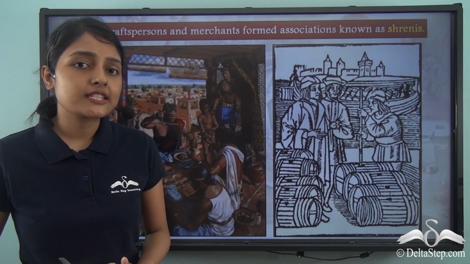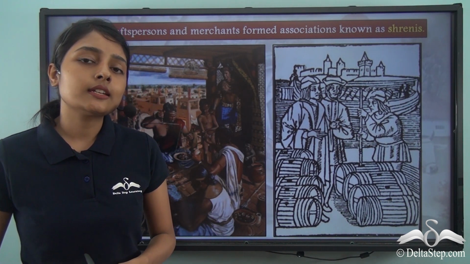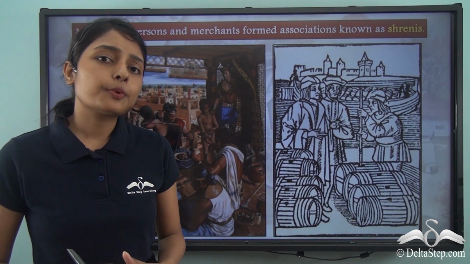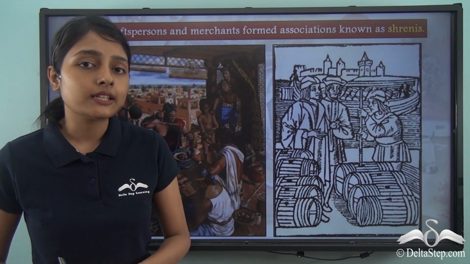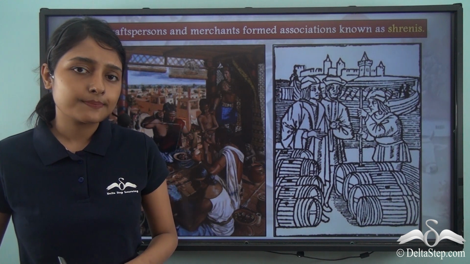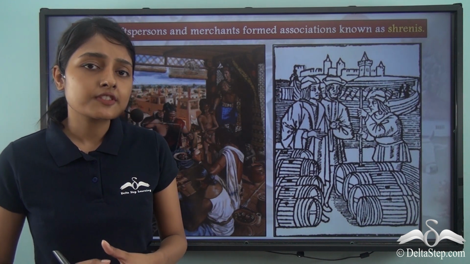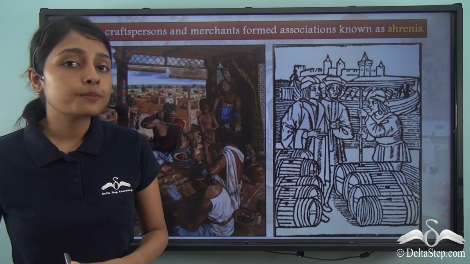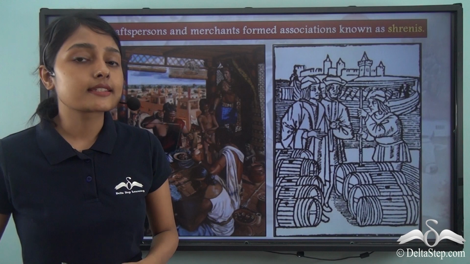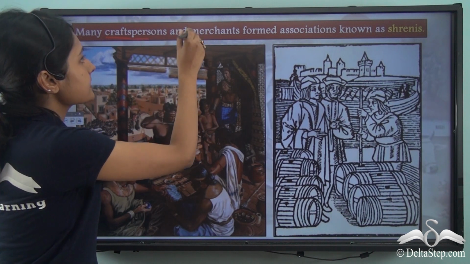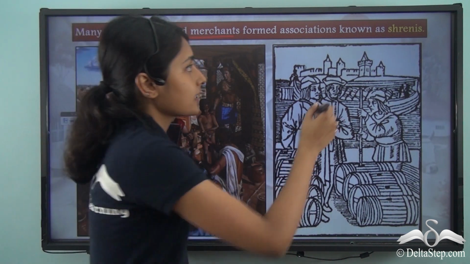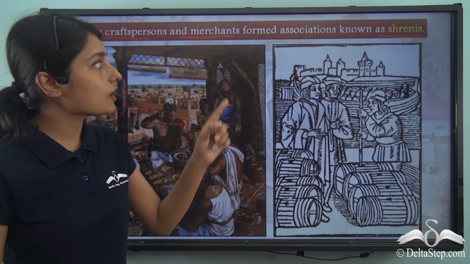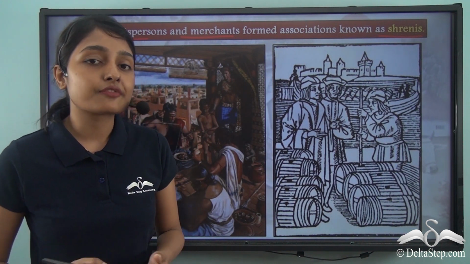Now, when trade activities flourish in any region, one thing that needs to be taken care of is proper organization. It is because without proper organization, nothing can happen smoothly, be that trade or any other activity. Now, how did the traders, the craftspersons, the merchants come to a resolution about this? They now formed proper associations, and these associations of craftspersons and merchants were known as shrenis. Now, the shrenis of craftspersons and the shrenis of merchants had very distinctly different functions.